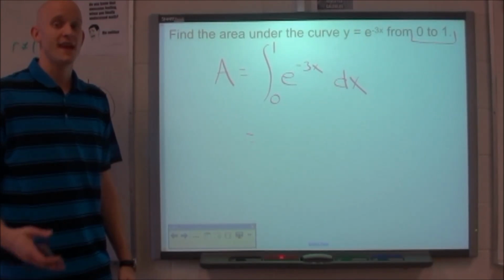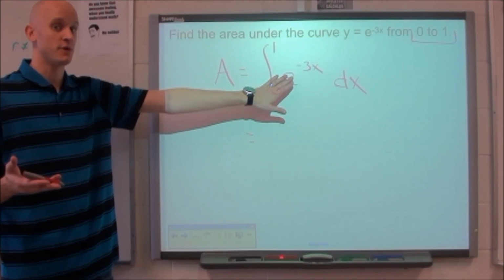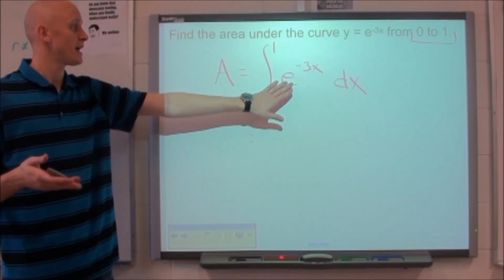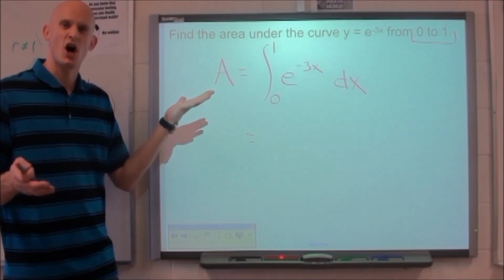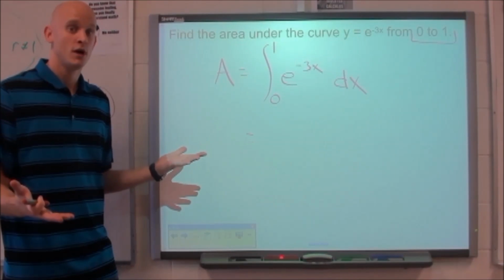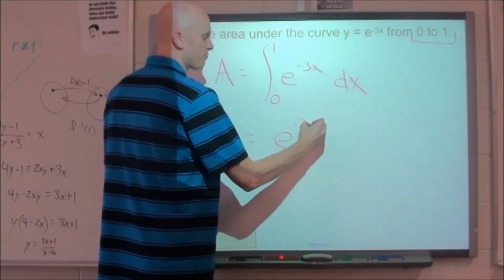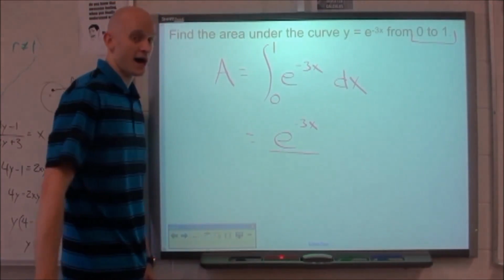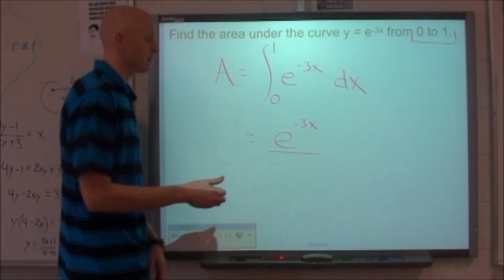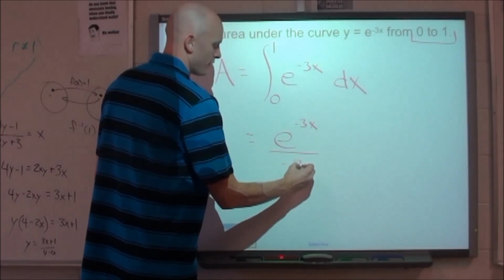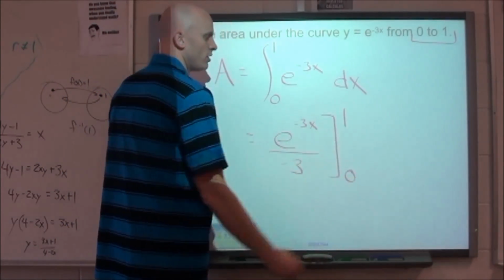We can do it a couple ways. We can use substitution. We can simply evaluate it easily since we know it's undoing the chain rule. That's one way to think about it. I know that it's going to be e to the negative 3x divided by the derivative of the inside function, which is negative 3. And that will be evaluated from 0 to 1.